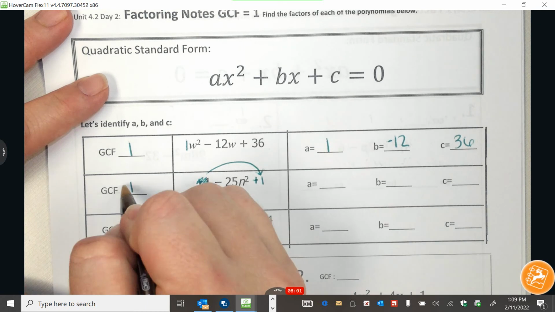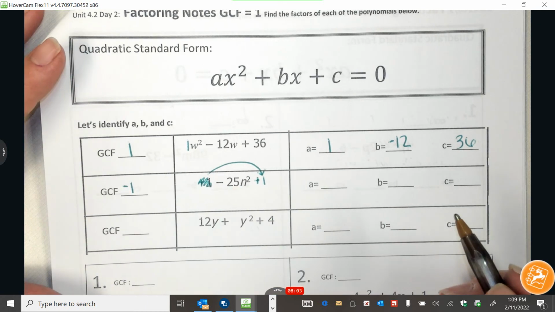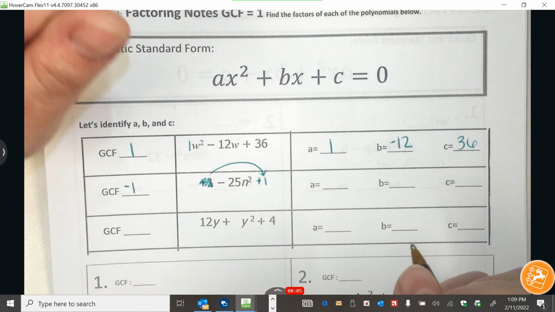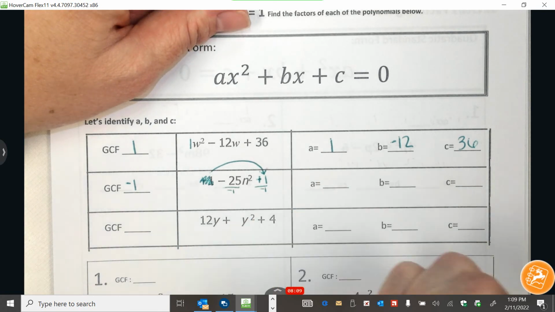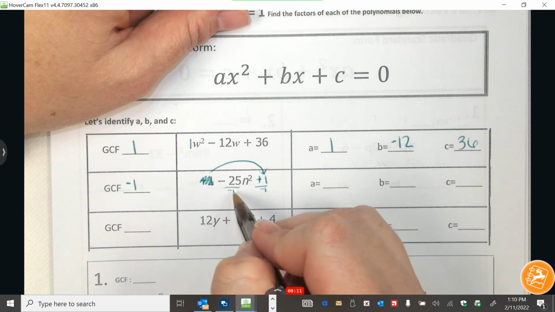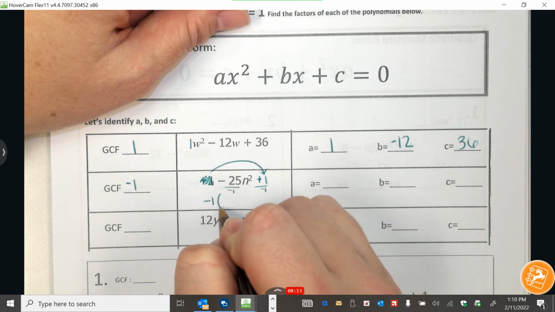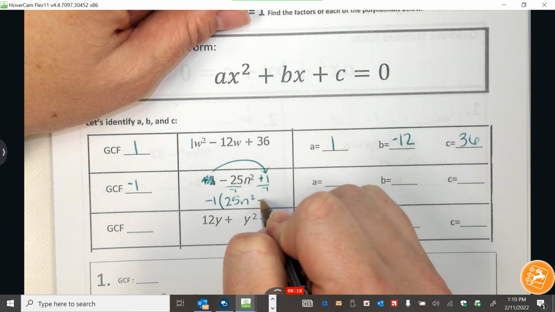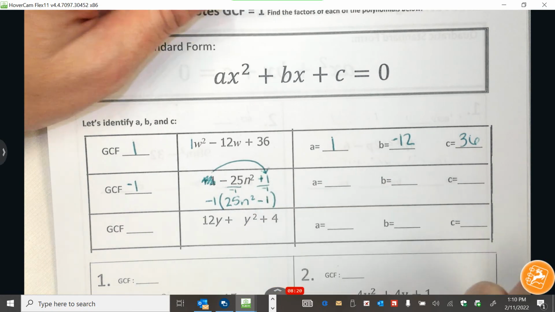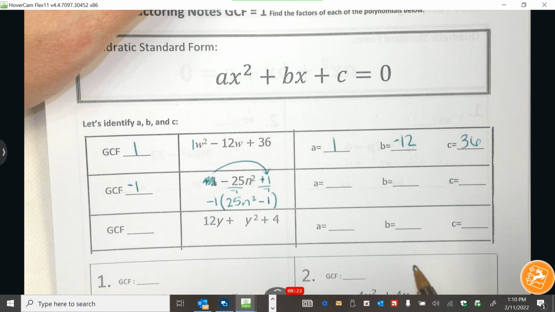A negative. So technically I have a negative 1 GCF, which does change things. So you would divide by negative 1, divide by negative 1. 2 negatives makes a positive. And a negative and a positive makes a negative. Now that's it in factored form, correct?